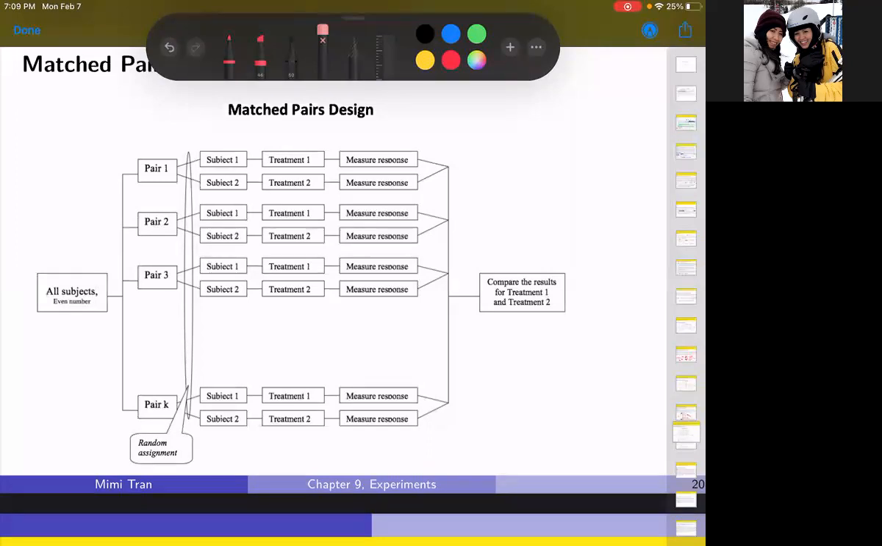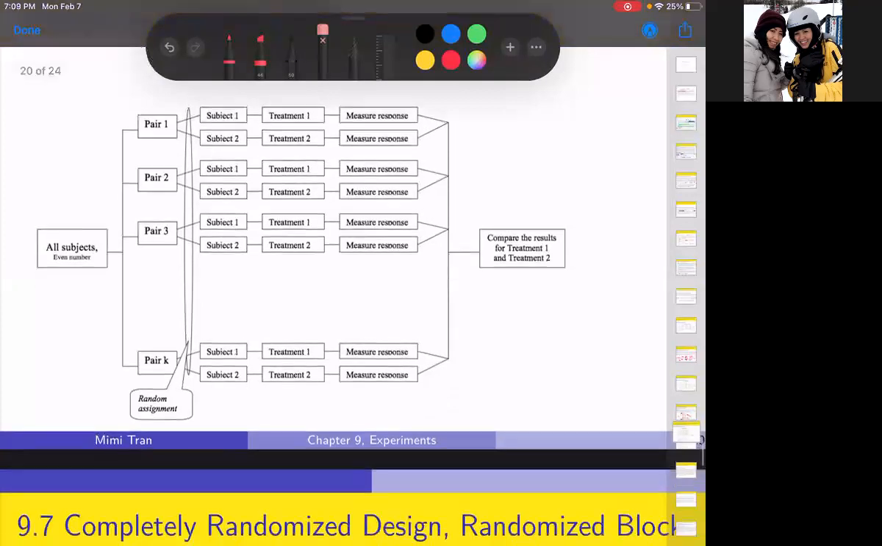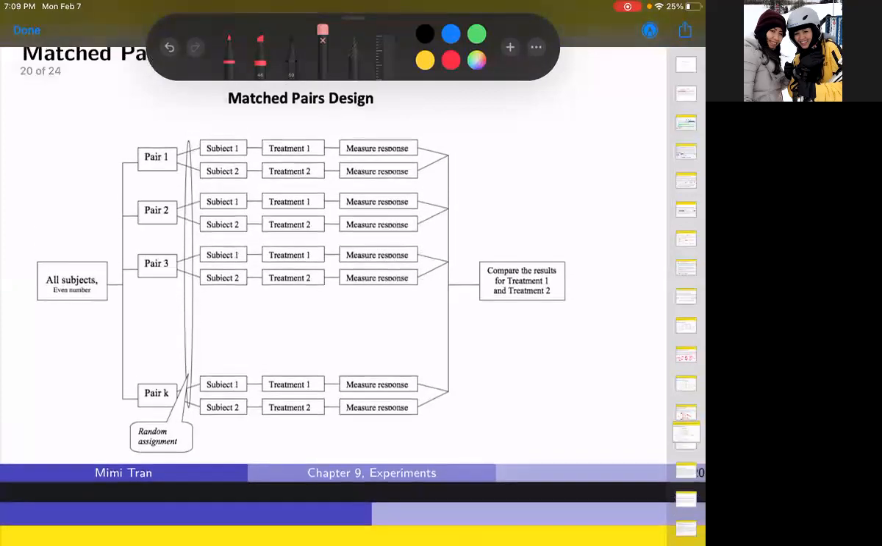Pair will be cell pair. And then subject one will be you, we say Mimi. And then sending pair to Megan, subject one still Megan, right? Because you guys are a cell pair. And then treatment one will be what? Measure the temperature in the morning. And then treatment two is measure the temperature at night. Okay. And then you measure the temperatures, then you compare.